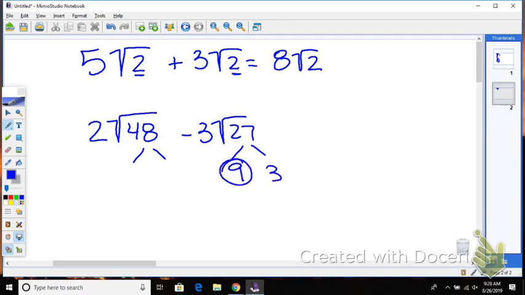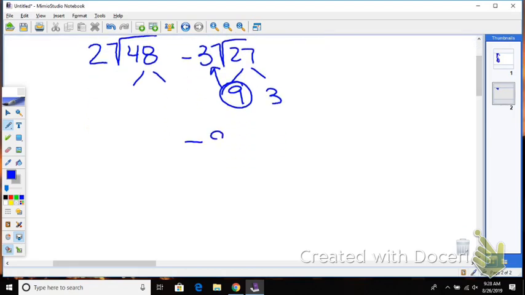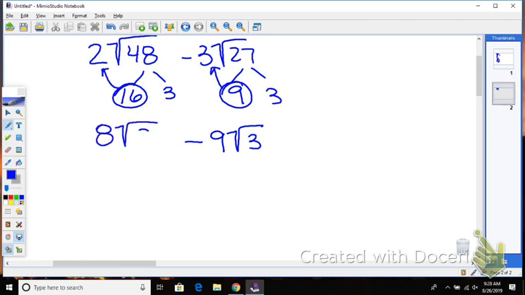What's the square root of 9? 3. So we're going to multiply 3 times 3. So I have 9 times the square root of 3. So that means this 48 needs to end with the square root of 3. So 3 times what is 48? 3 times 16. So is 16 a perfect square? Yes. What's the square root of 16? 4. So this becomes 8 times the square root of 3.